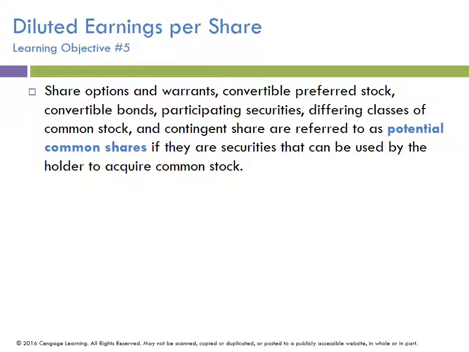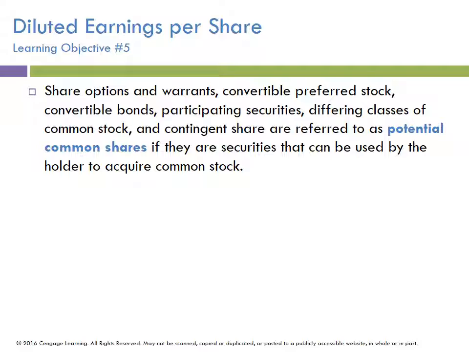They are options. So remember, a share option and warrant is a piece of paper basically that gives the holder the ability to buy common stock. So if the company has any of these items outstanding, they are considered in this second computation. Basically, we're saying if someone does exercise those options and warrants, what would be earnings per share with more common stock outstanding? Same if the company has convertible preferred stock that can be changed into common stock.